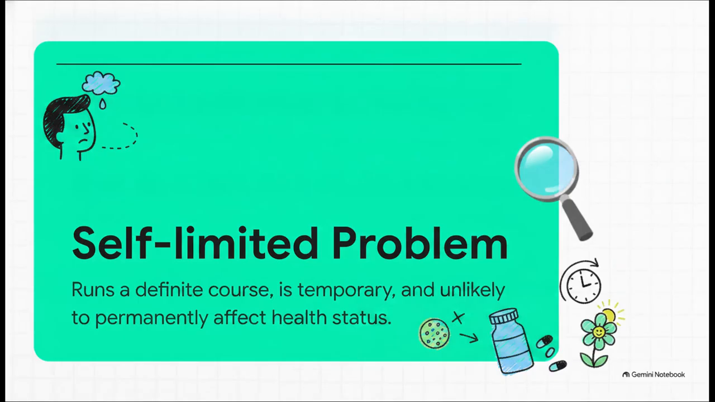Still hanging out within that straightforward tier, we also have the self-limited or minor problem. The key phrases to latch onto here are prescribed course and temporary in nature. This is an issue that is highly unlikely to permanently affect the patient's overall health status. Think of a minor viral cold or maybe a simple localized rash. It's something that's going to resolve naturally on its own or with very basic intervention. Just one minimal problem or one self-limited problem lands you right in the straightforward category for Element 1.